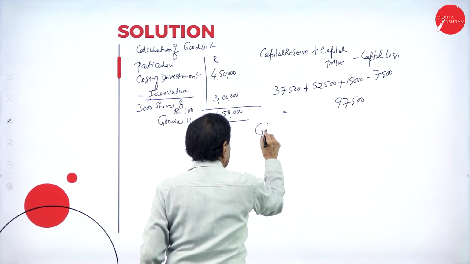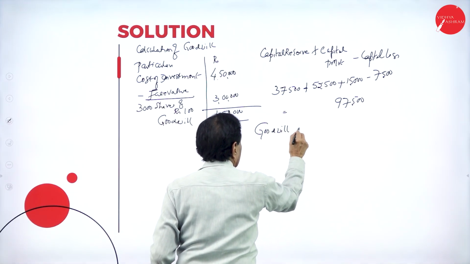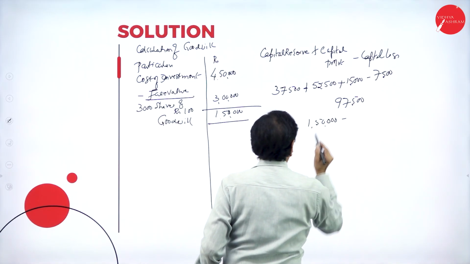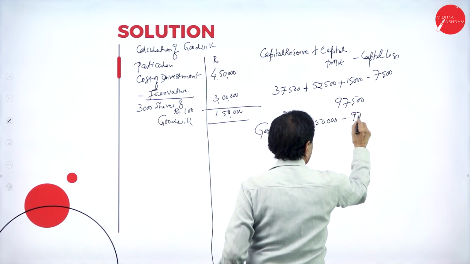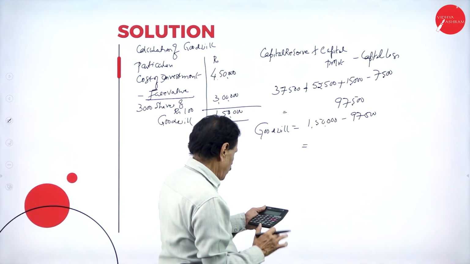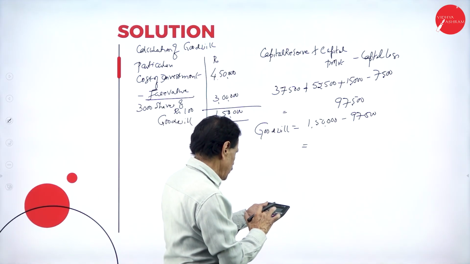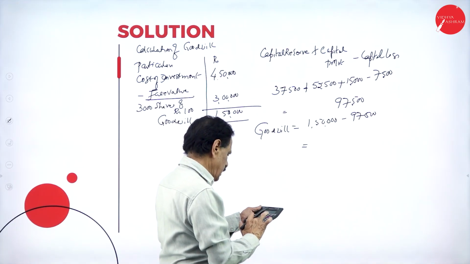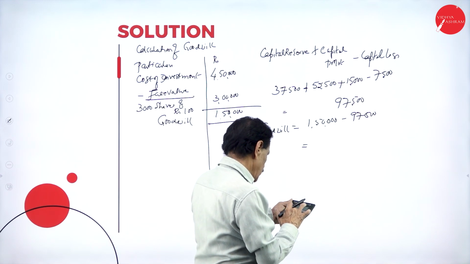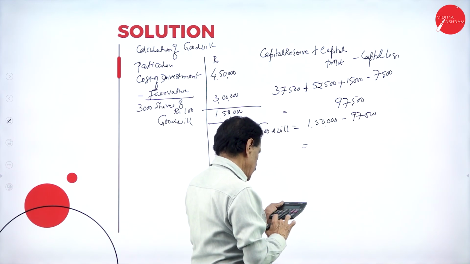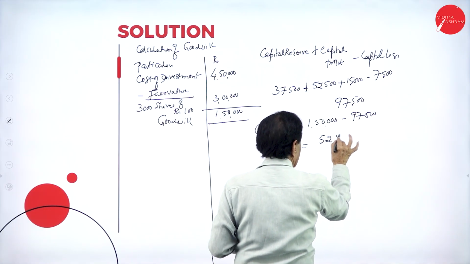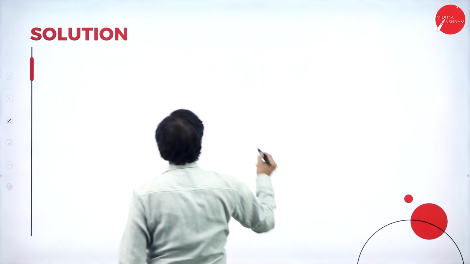Goodwill 1,50,000 minus 97,500. 150 minus 97,500. 52,500 is the goodwill.